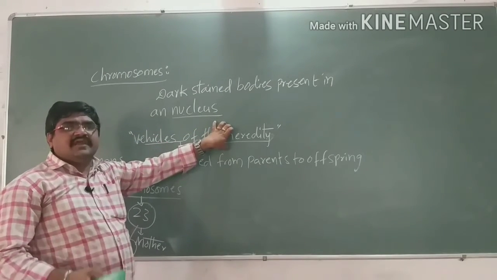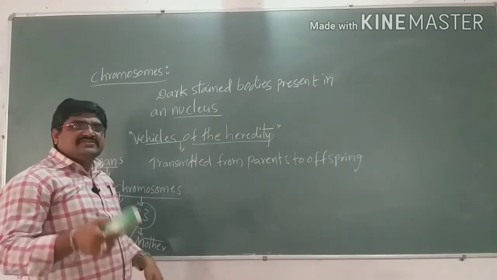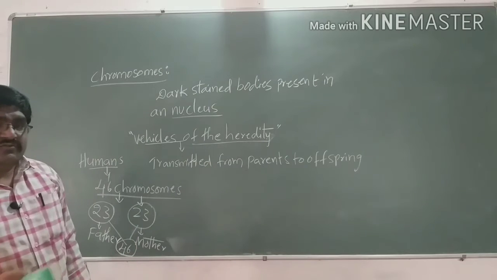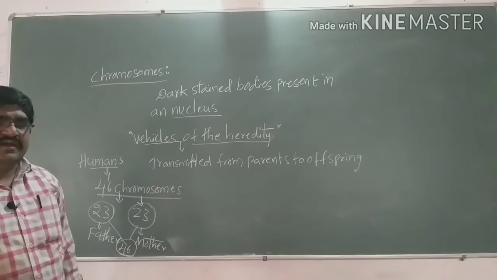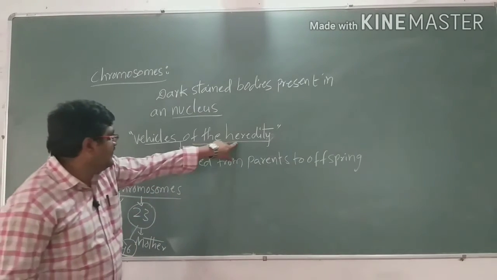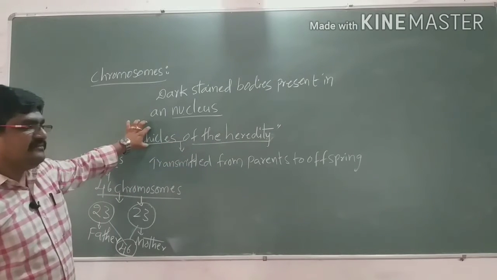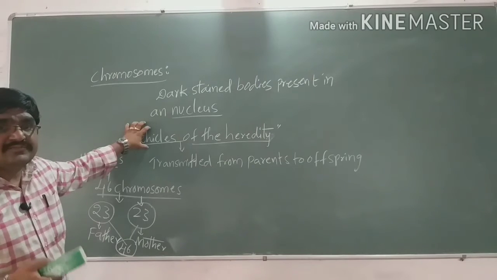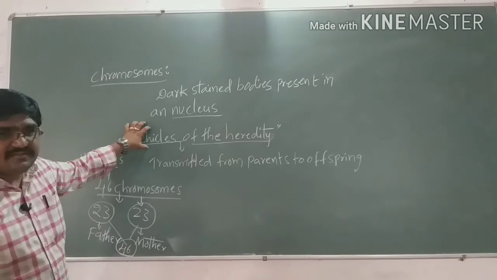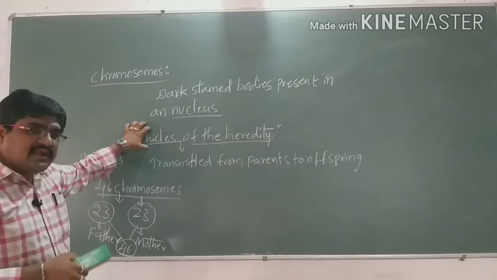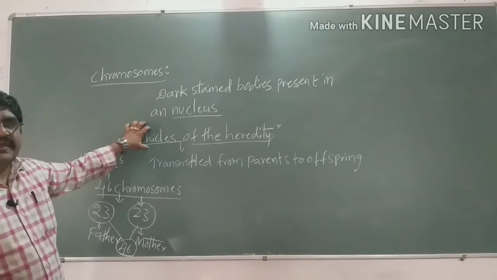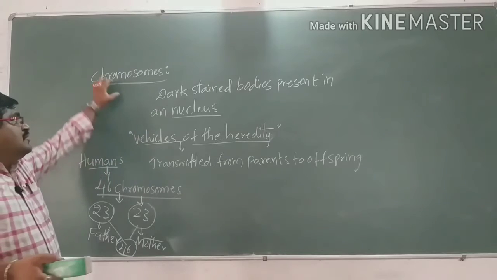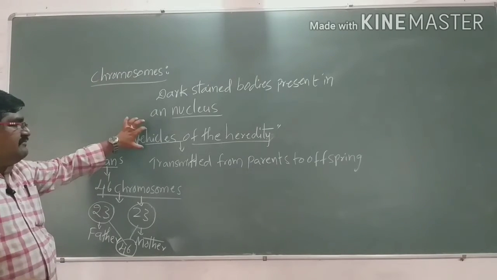Heredity means the transmitting of characters from one generation to another generation, or from parents to offspring. Vehicles means transport from one place to another. That means from the parents the characters are transferred to their offspring, or the young ones. So chromosomes are called the vehicles of heredity.